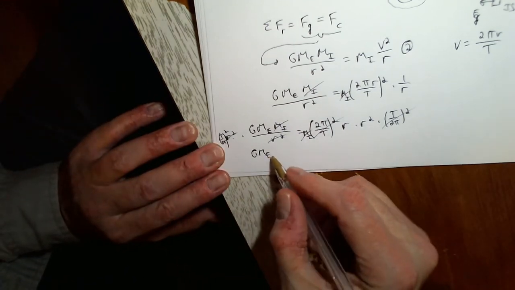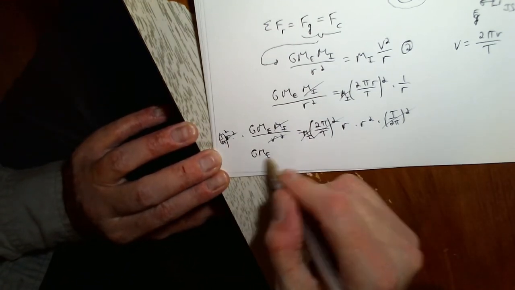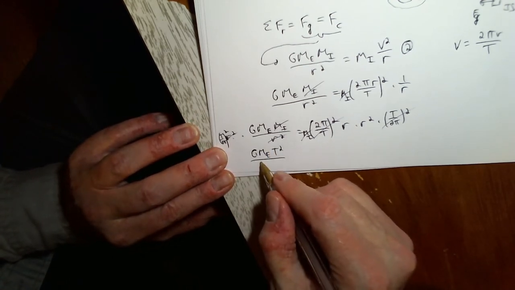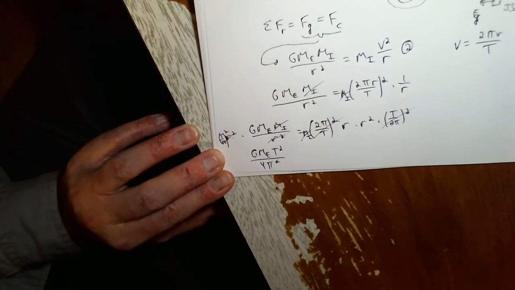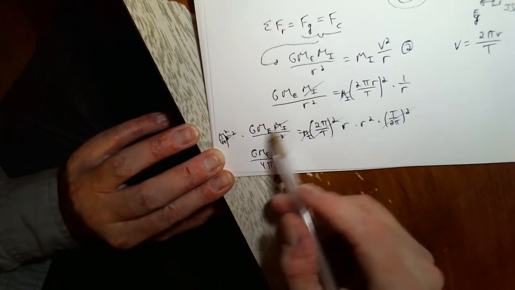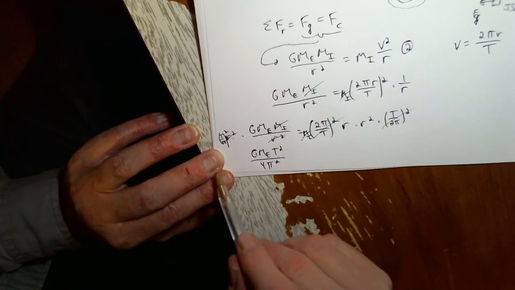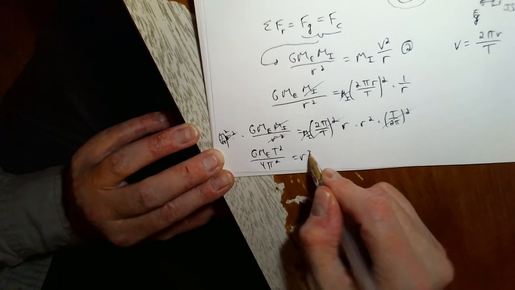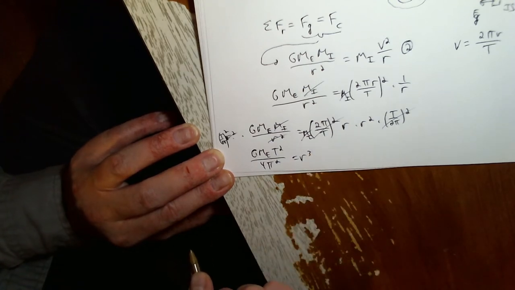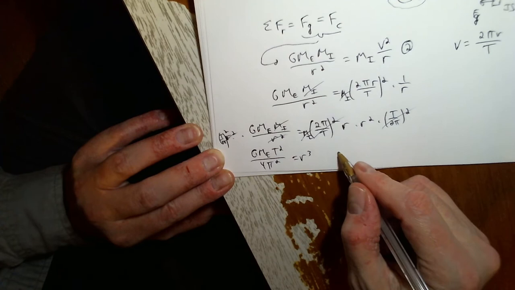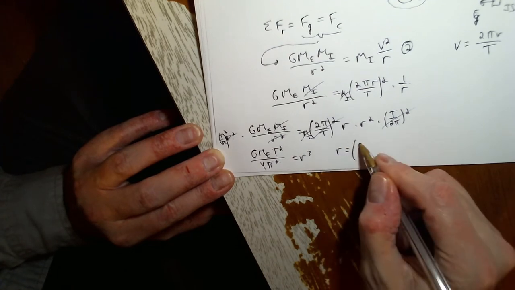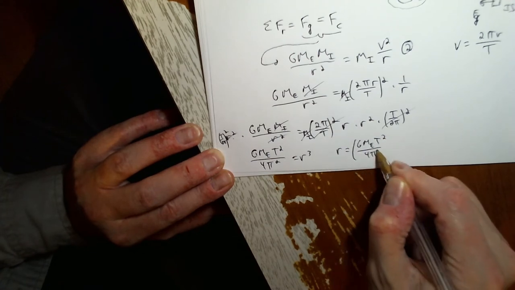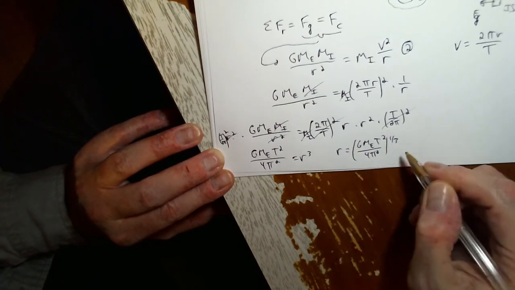So you get G mass Earth times T squared over 2 pi squared, which is 4 pi squared. Right, G mass Earth T squared over 4 pi squared, and that equals r cubed. And then I take the cube root of that. So I get r is equal to G mass Earth T squared over 4 pi squared, to the 1/3.